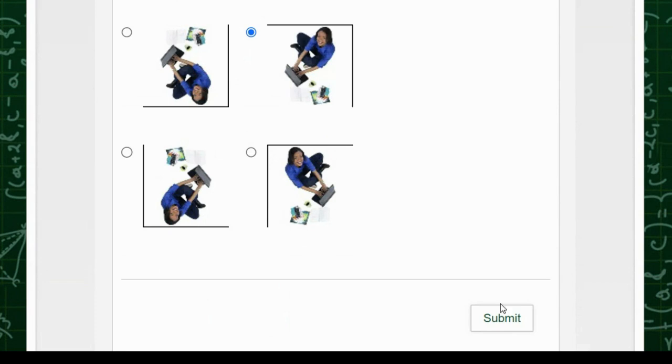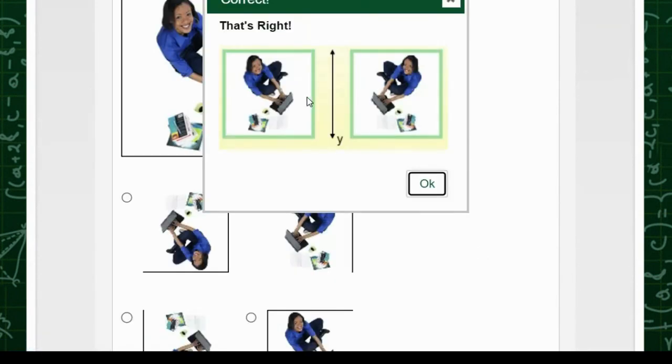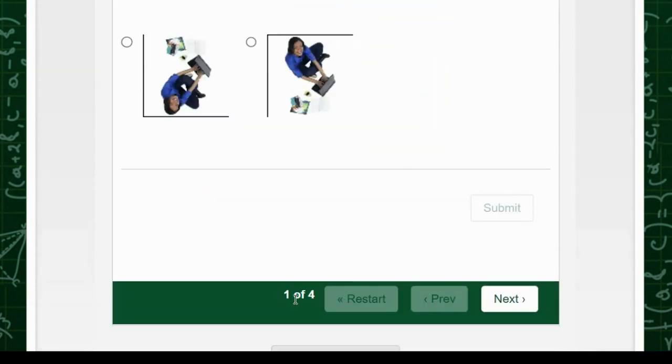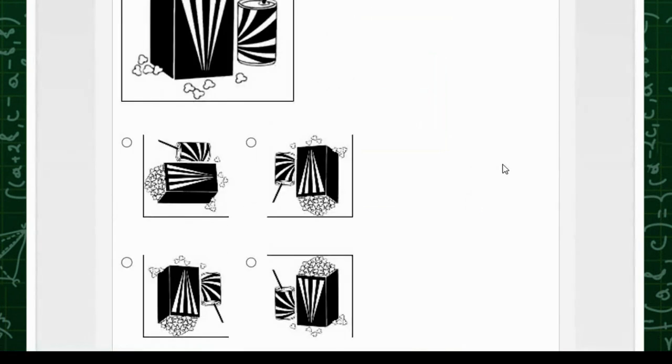if this was a y-axis, the y-axis is the up and down axis. So if we reflect that, it should be the B. Let's see, submit. Yes, there it is. The y-axis is the up and down, so it would reflect this way. All right, we've got another one. Actually, we got 3 more, so I'll leave it big.